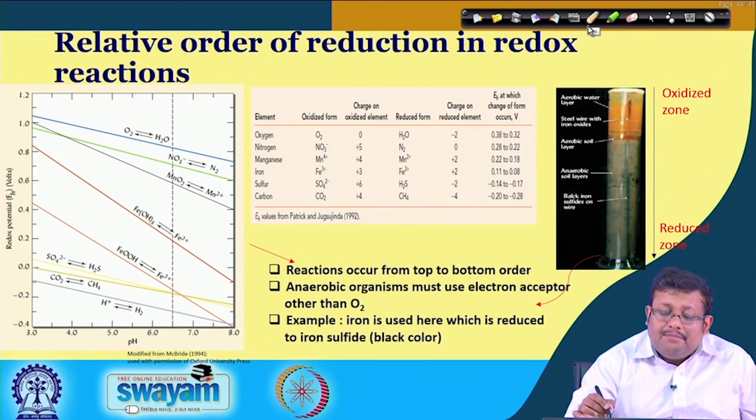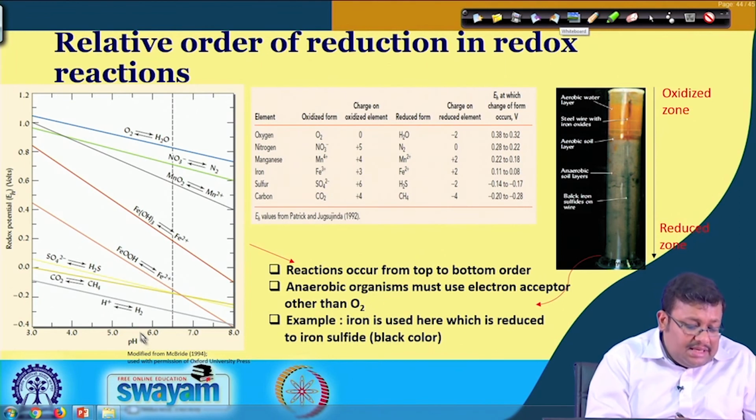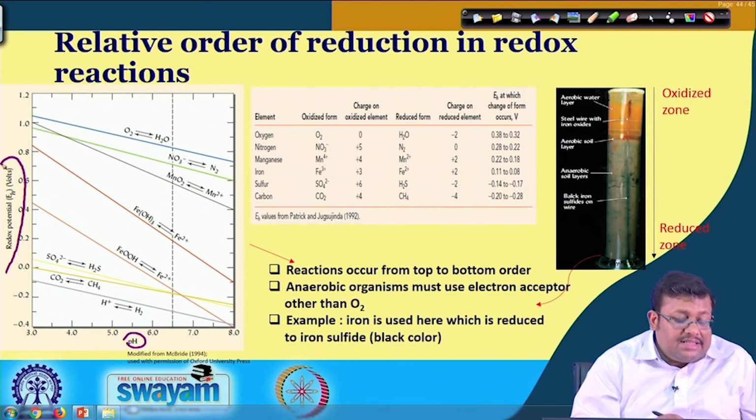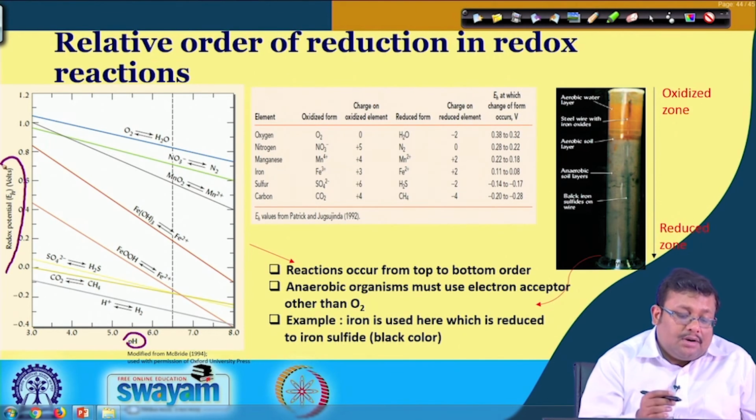Now, this graph basically shows the relative order of reduction in redox conditions. You can see we have presented here the relationship between pH and redox potential, and when the reduction will start, it will tell us in which order the different components present in the soil will undergo reduction. You can see in all these reactions, the reaction can go in both directions. On the right side is the reduced state, and on the left side is the oxidized state.